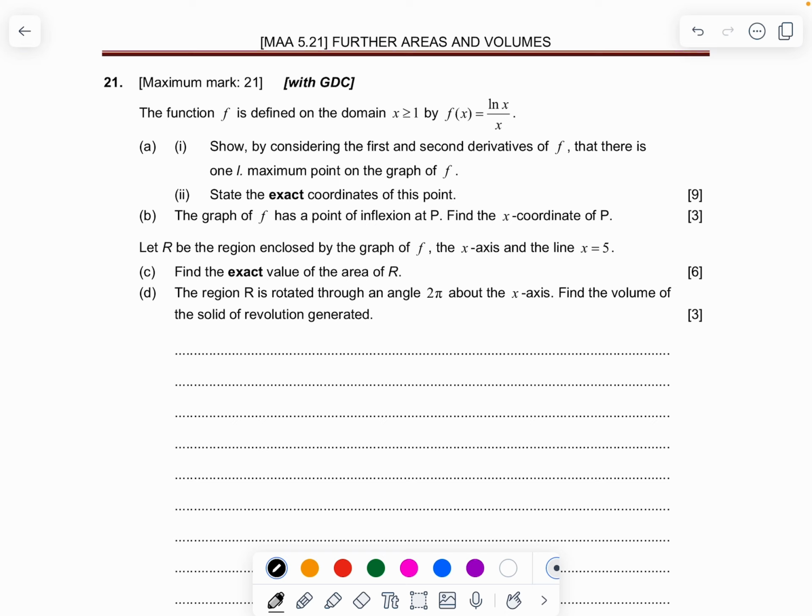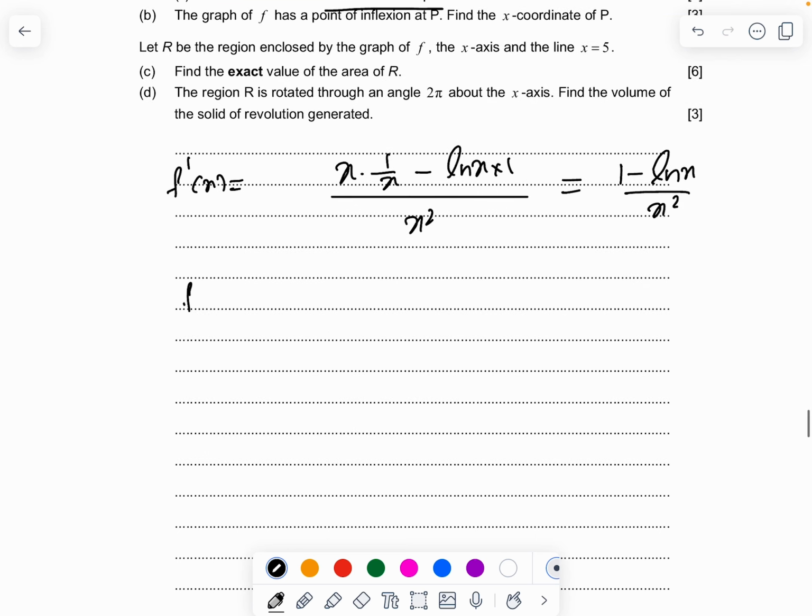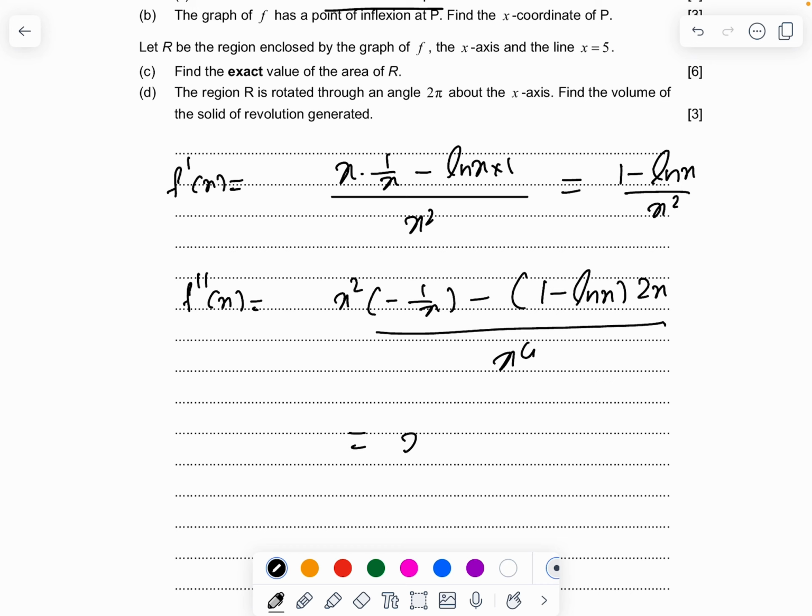Question number 21. First derivative and second derivative, find maximum points and exact coordinates. So f prime x, it becomes x square, x times 1 upon x minus ln x times 1, which is 1 minus ln x upon x square. What about the second derivative? X square times minus 1 upon x minus 1 minus ln x times 2x divided by x power 4. So it becomes 2 ln x minus 3 divided by x cube.